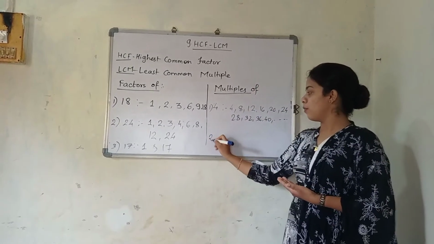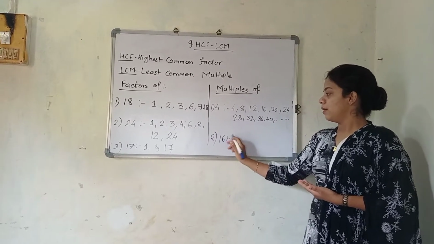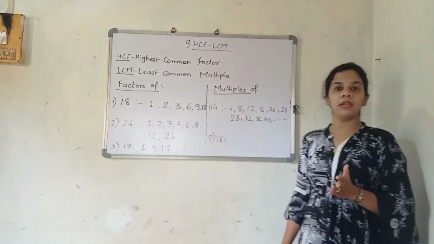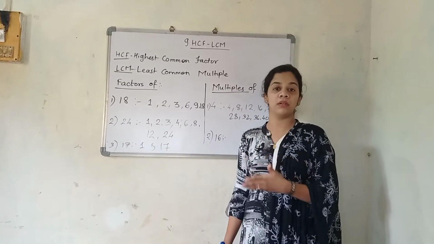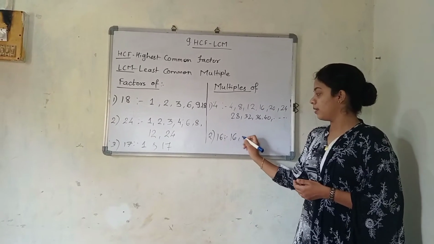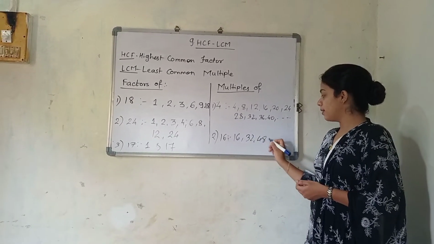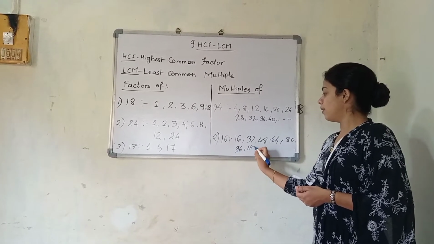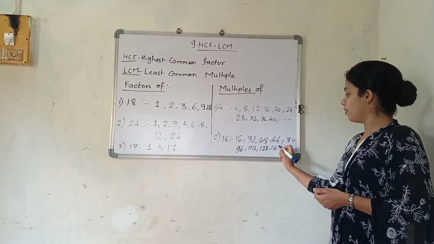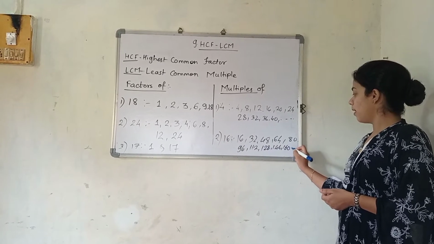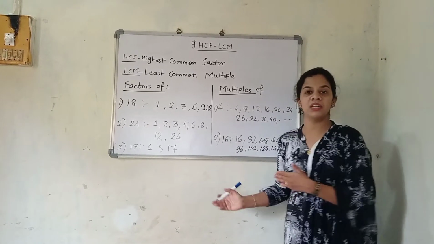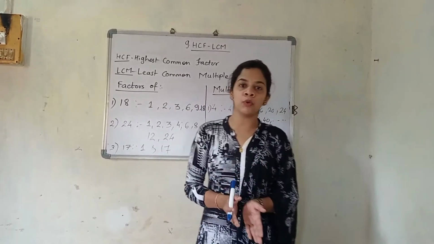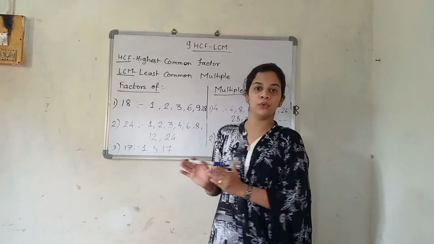For the second one, I am going to take the number 16. If you do not know the table of 16, learn it and then write it. If you know the trick also, just go on adding 16 for the particular numbers. So 16, 32, 48, 64, 80, 96, 112, 128, 144, 160 and so on. So these are the multiples. Multiples means what? Yes, the tables of particular numbers. If you know the tables properly, it will be very easy for you to understand this.